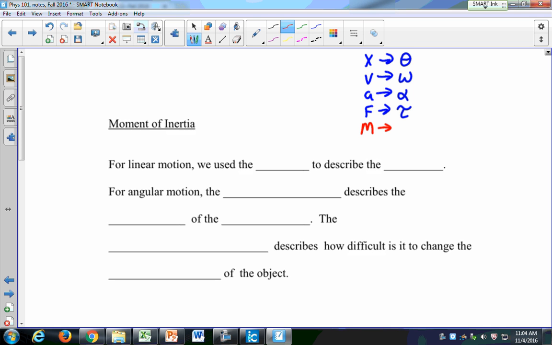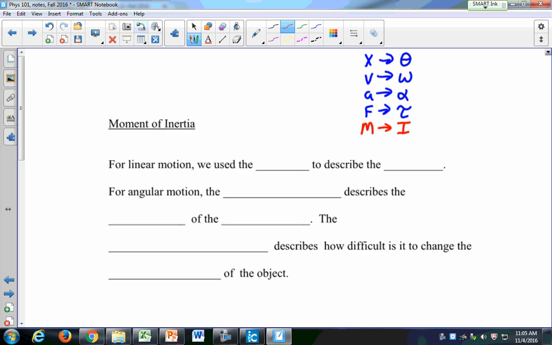And mass will be analogous to what we call the moment of inertia. Now, you remember mass was a measure of inertia. And if you recall back from Newton's first law, he defined what inertia is. All objects with mass have inertia. Mass is a measure of inertia. If you have more mass, you have more inertia. An object with a lot of inertia is hard to change its motion. That means the more inertia you have, the harder it is to change its motion. If it's going, it's hard to stop it. If it stops, it's hard to make it go.